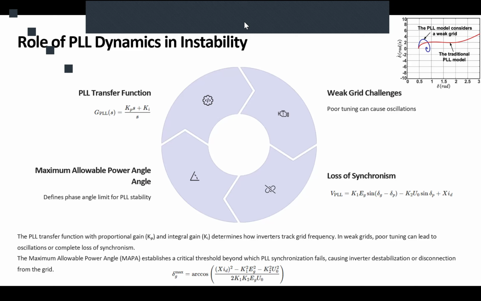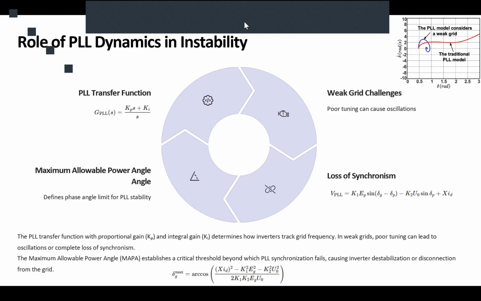And as you can see in the loss of synchronization, basically the voltage, instead of being stable, or at least being a linear kind of function of that error, now becomes a nonlinear, more complicated function of that delta P, or that error that we have in our frequencies.